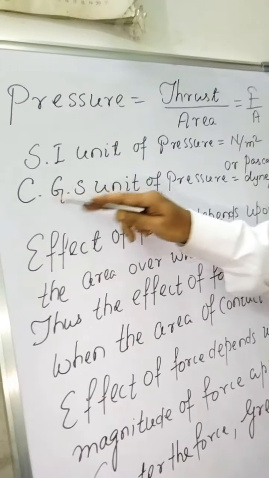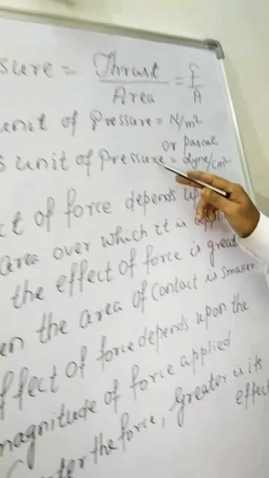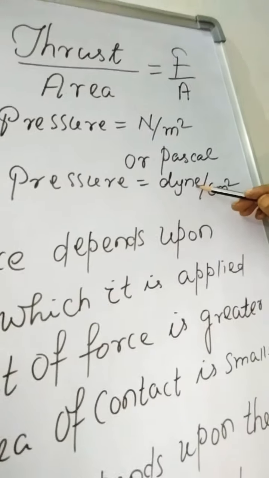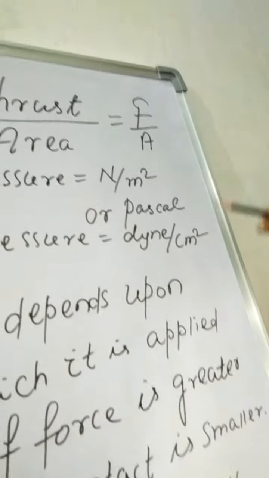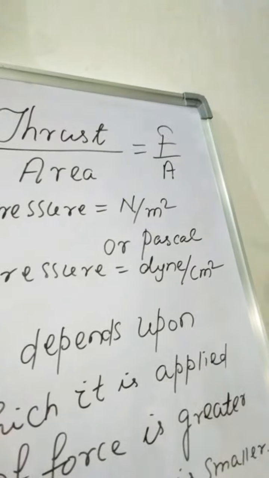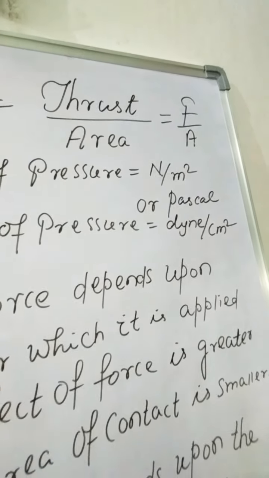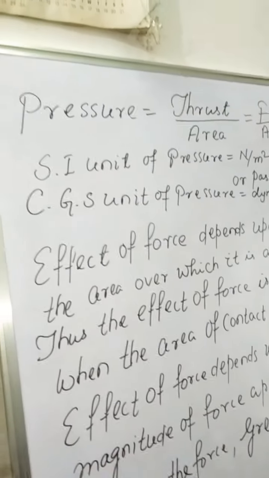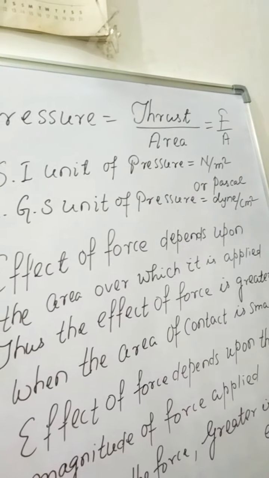Also it is called Pascal. The CGS (centimeter gram second) unit of pressure is dyne per centimeter square. Dyne is the CGS unit of force. Centimeter square is the CGS unit of area. Clear all? Now I shall discuss how pressure depends upon the thrust and area.